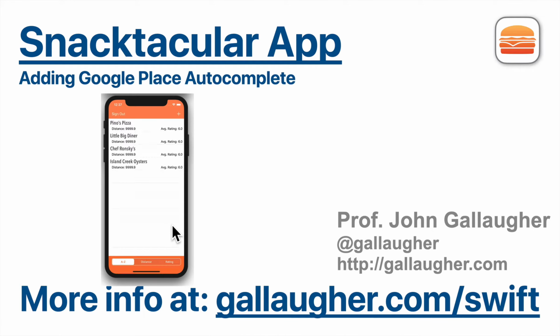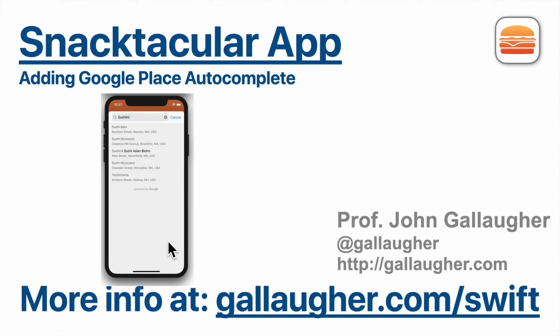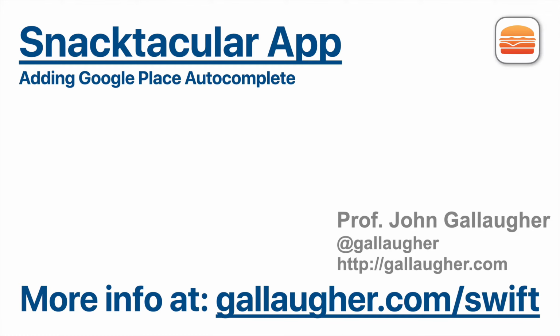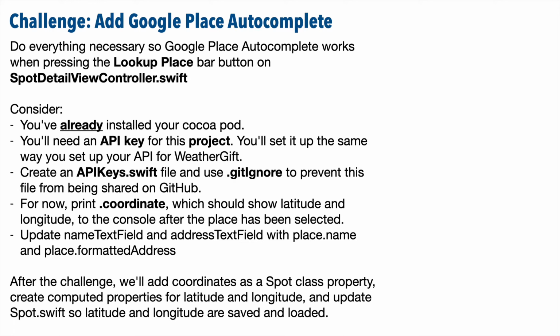We are going to integrate Google Place Autocomplete into our Snacktacular app in preparation of working with MapKit in the next video. Now, most of this video is a challenge, since if you've been following along with our course, you've already worked with Google Place Autocomplete in the WeatherGift app, and it's very easy to set up. However, if you've arrived anew or you'd like a refresher, we always go through a step-by-step solution after the challenge slide. Let's code!